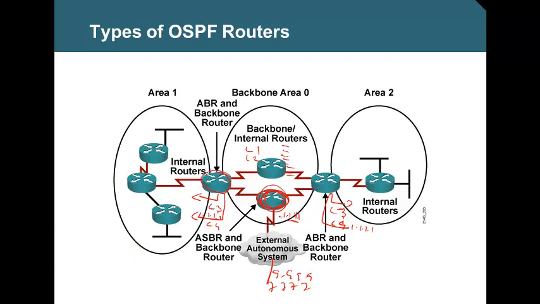You understood? Type 5 originates from this router itself, but type 4 originates from only the ABR. You understood? What is the difference between type 5 and type 4?